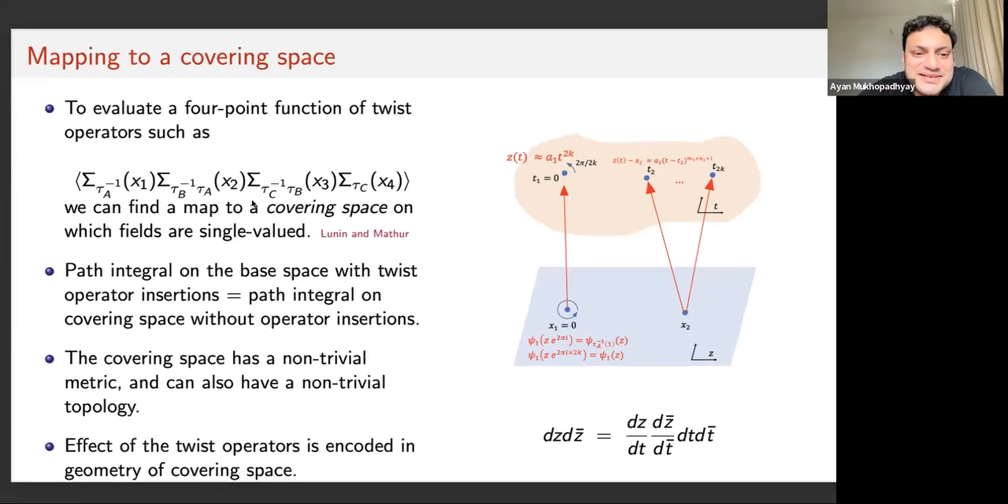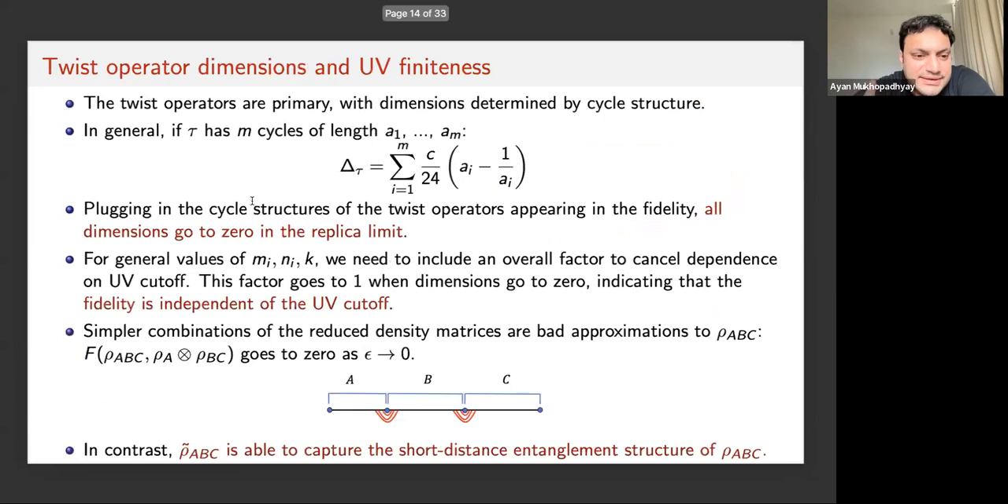Sorry, I just have one question. What if I do the fidelity of rho ABC with rho AB times rho BC? That would also miss the entanglement between A and B and C at short distance scales. So that would also go to zero. Okay, I see.